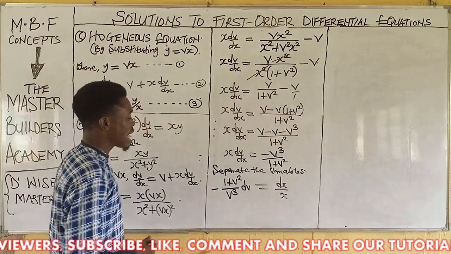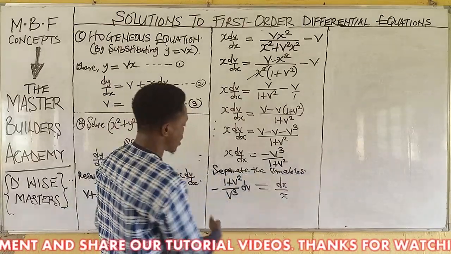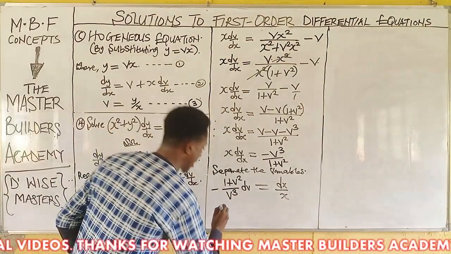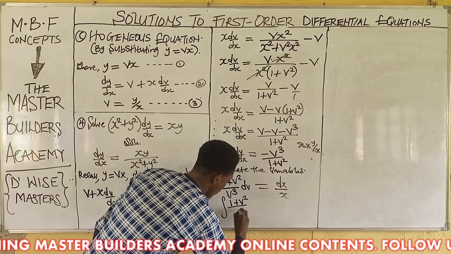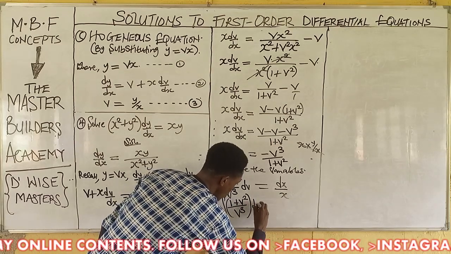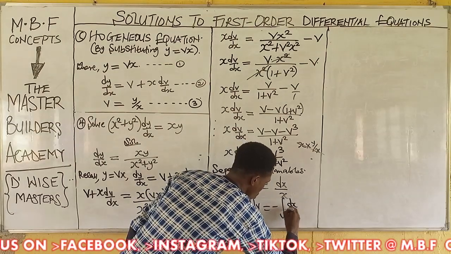Okay, so what else is left here? I can decide to multiply both sides by minus so that this minus comes to this other end. Or I can decide to leave it here. All I need to do now is to introduce my integral, and this will be the integral of 1 plus v squared over v cubed all dv is equal to minus integral of dx over x.